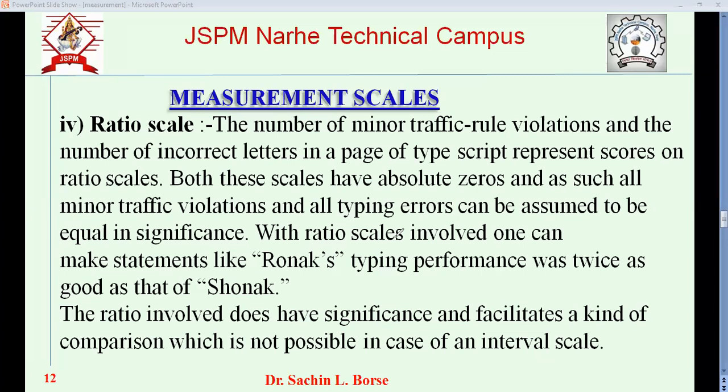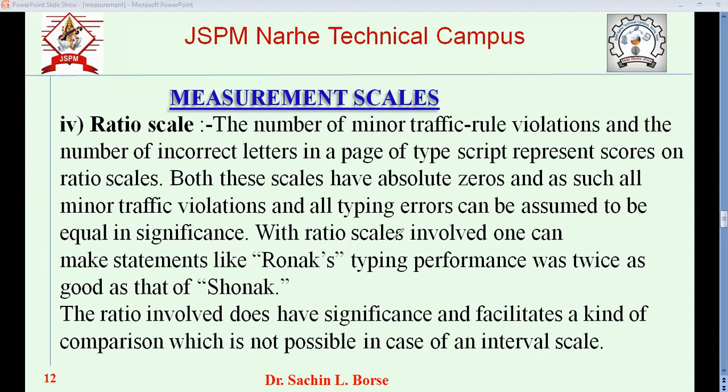Like we compare the two persons, Ronak and Shonak. Suppose Shonak makes more mistakes than Ronak, then based on the number of mistakes, we can compare Ronak's performance with Shonak's. So the ratio scale does have significance, especially for this kind of comparison. What really is the benefit of the ratio scale is that we can compare.